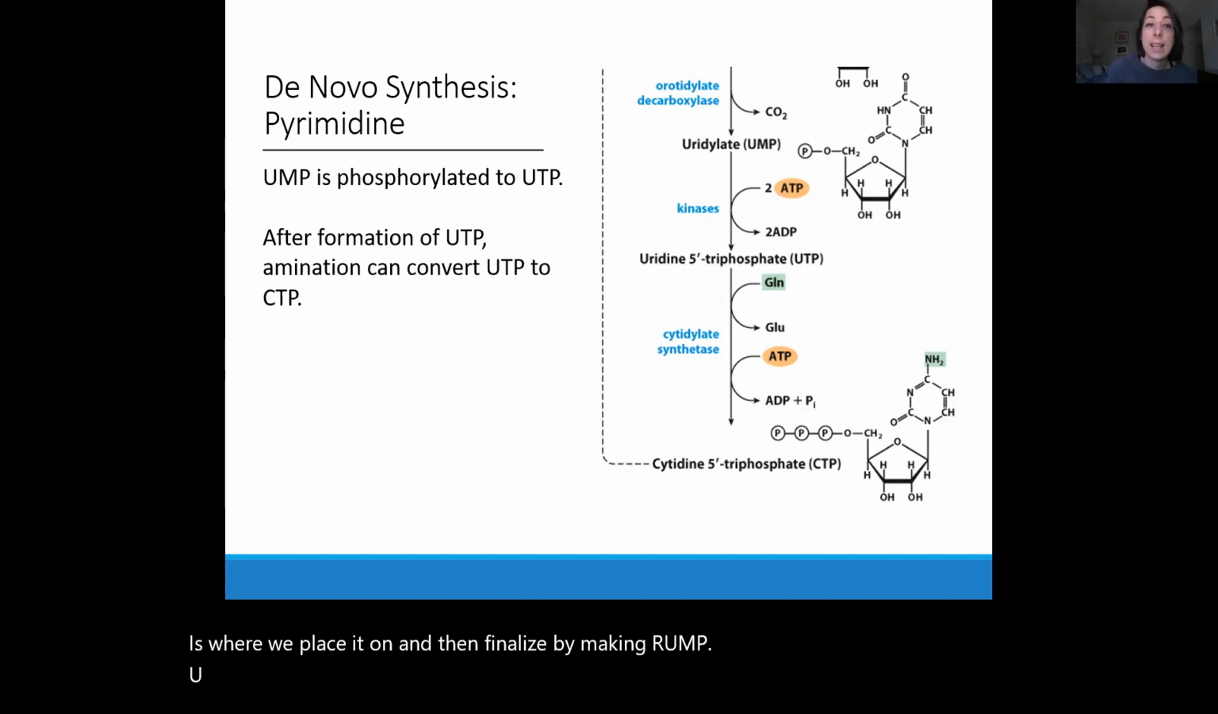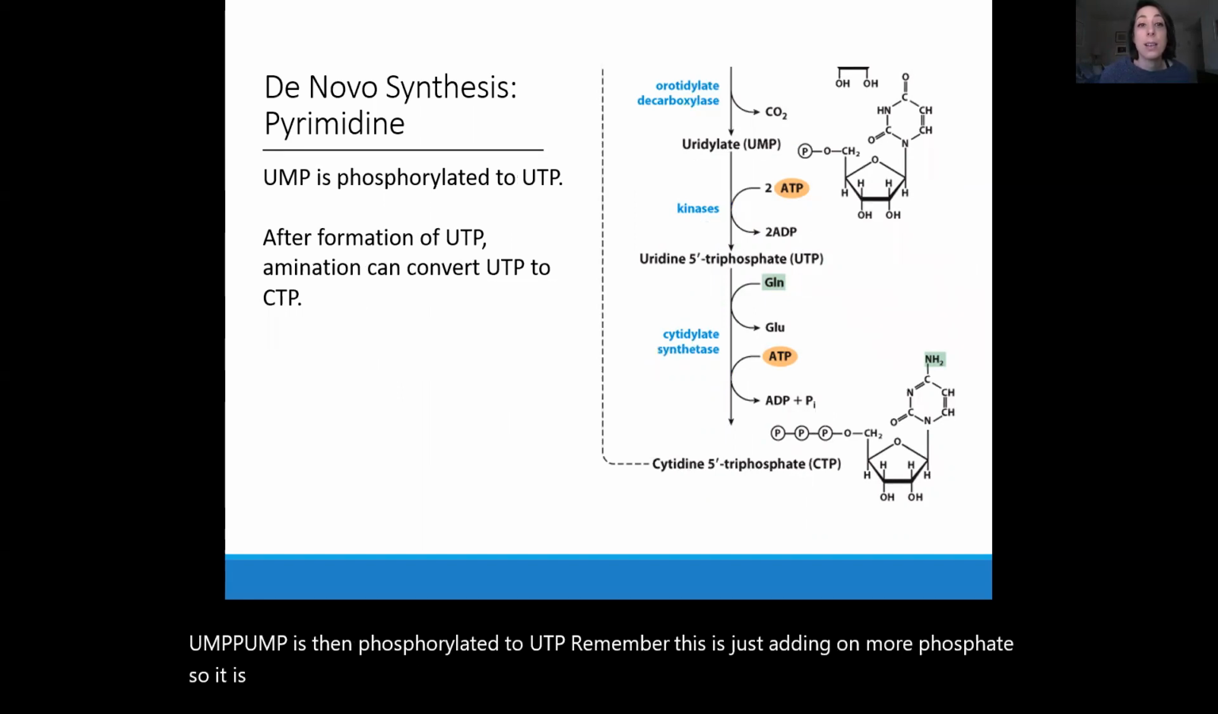UMP is then phosphorylated to UTP. Remember, this is just adding on more phosphate, so it is now uridine triphosphate, which has 3 phosphates on it. And then it can be converted to CTP if needed.